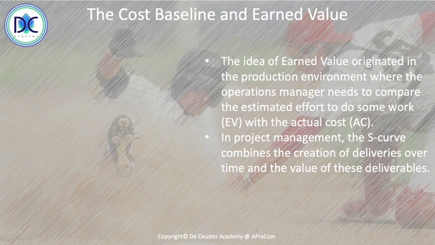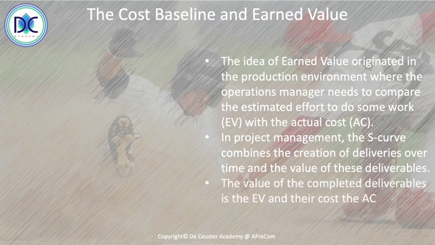When we look at project management, the S-curve or the budget curve or the budget baseline, the cost baseline, here we have the combination of the creation of deliverables over time and the value of this deliverable. So we have basically two parameters which are combined, the number of deliverables that are created and how much they cost. When we look at the value of the completed deliverables, it's the earned value, the EV. Every time we create a deliverable, we earn the value of that deliverable, and we also find the actual cost. How much did we pay to create that deliverable?